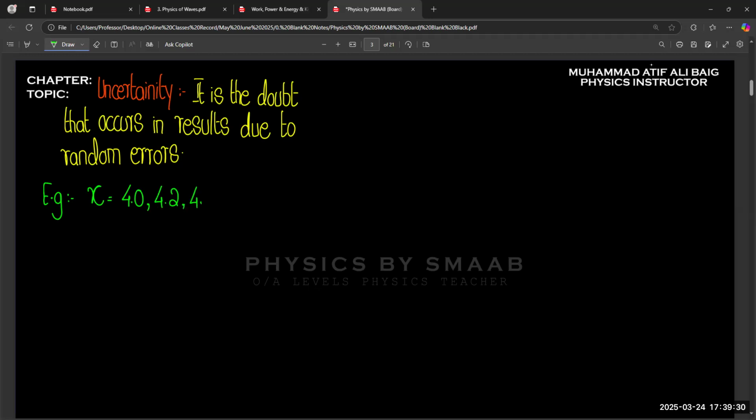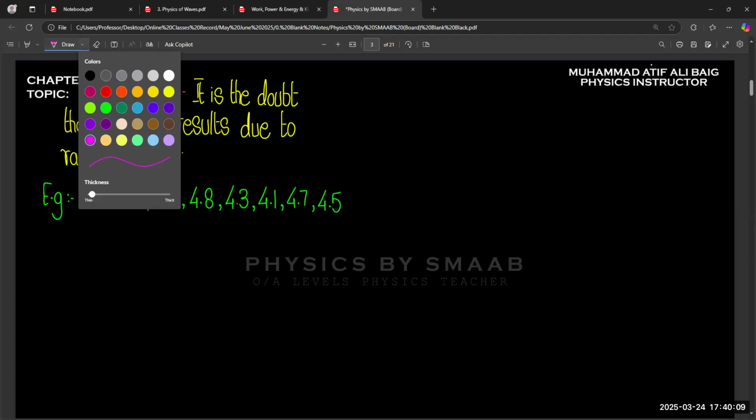4.2, 4.8, 4.3, 4.1, 4.7, 4.5. So let's suppose this is the data set for variable x that we got in the experiment. So we have some scattered values, but all values are close to 4, like 4.1, 4.3, 4.8. So all are in the decimals of 4.